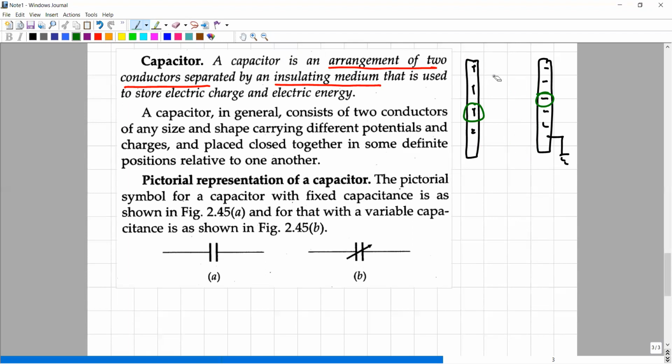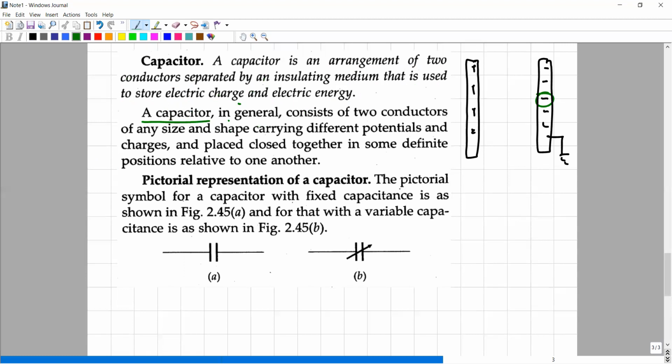So what do you have to keep? You have to keep an insulator in between. Okay. So an arrangement of two conductors separated by an insulating medium that is used to store what? Store electric charge and electric energy. We know if electric charge is stored, then electric energy is also stored. So a capacitor is a device to store electric charge and electric energy.